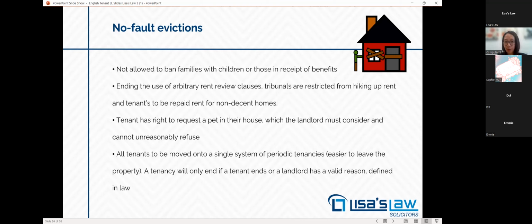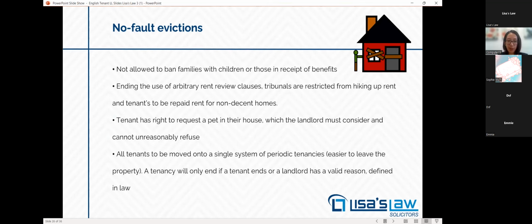Tenant has the right to request for a pet. Now if you look at a lot of the advertisement out there, it will always say no pets allowed in the house. Anyone with pets will not be allowed to rent this property. But moving forward, they will allow tenants to have the right to even request for a pet in the house. You can't say no pets allowed, and the landlord must consider it, and you can't unreasonably refuse it. Not sure how this will be going on moving forward, because the term reasonably, unreasonably, is a very technical term. What is reasonable, what is unreasonable? It's going to cause some problem here.